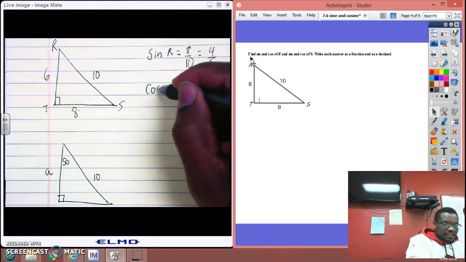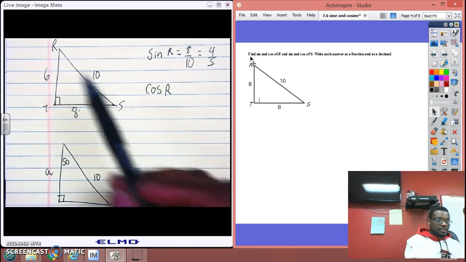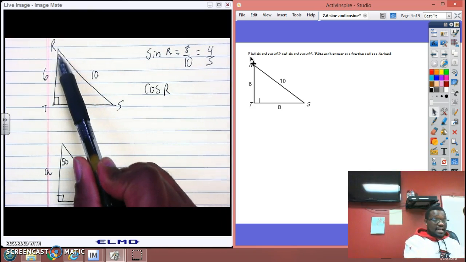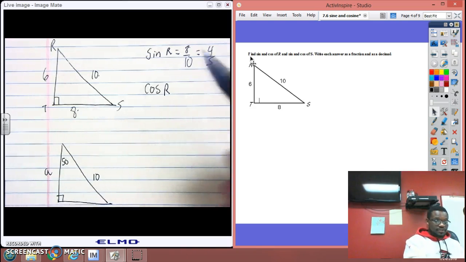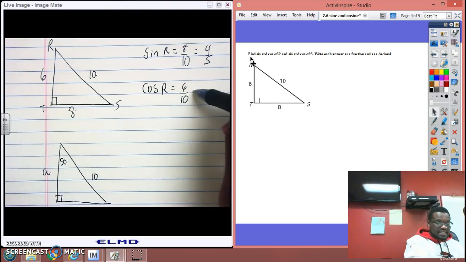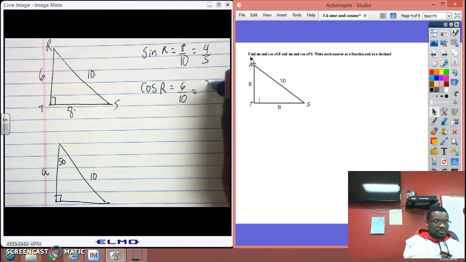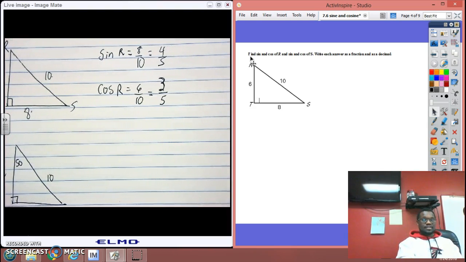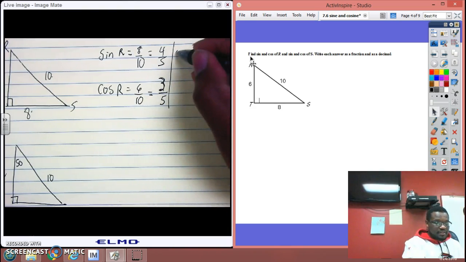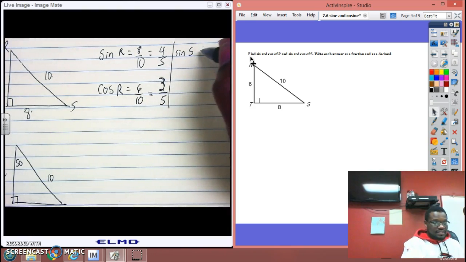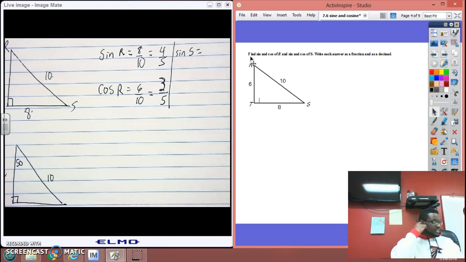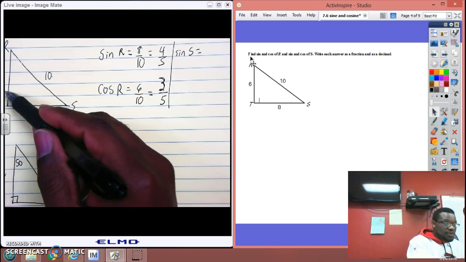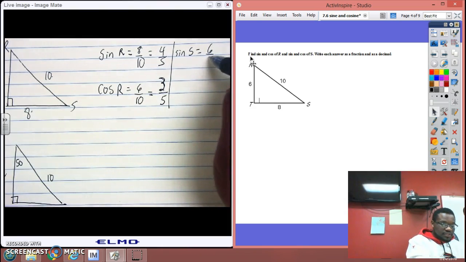The cosine of R, again, we need to know where we're talking about. The cosine of R is adjacent, next to, over hypotenuse. So the cosine of R will be 6 over 10. And as always, any fraction you get, you always reduce. Oh, that should be a 3. Sorry. 3 over 5. Okay? So cosine of R and sine of R. Let's talk about the sine of S, angle S. The sine of S is opposite over hypotenuse. So 6 over 10, which is 3/5.